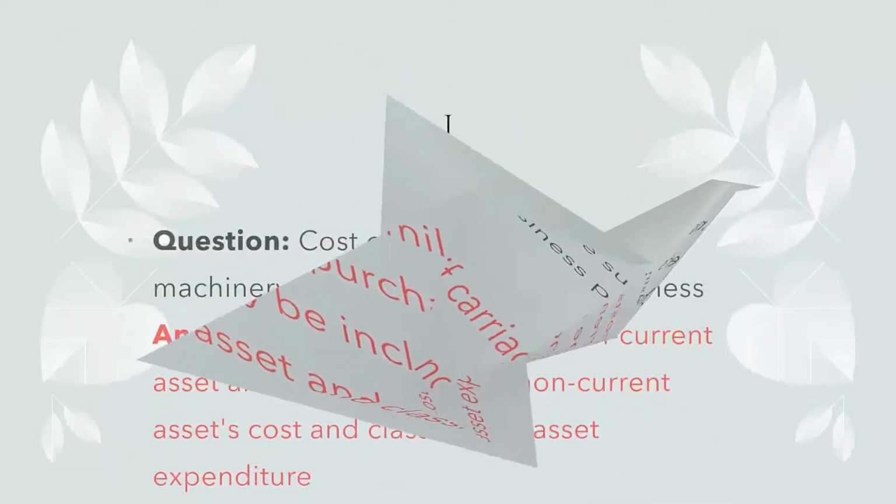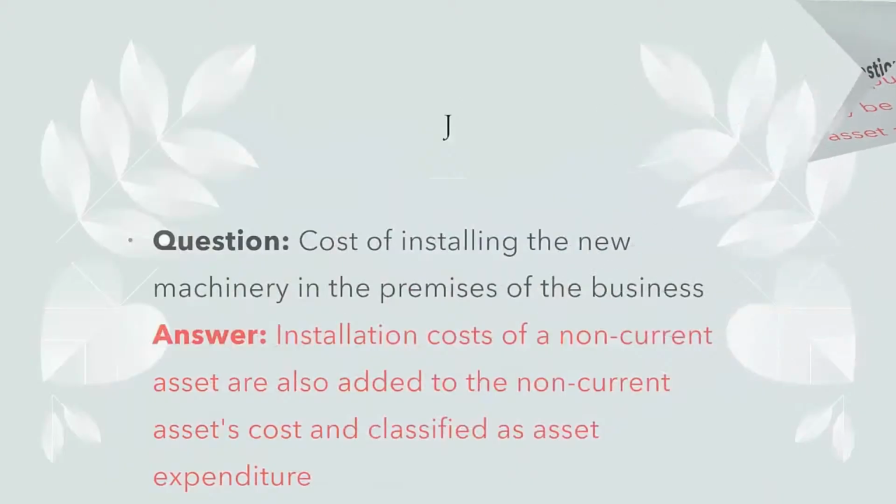J. Cost of installing the new machinery in the premises of the business. Answer. Asset expenditure. Why? Installation costs for new machinery are necessary to make the asset ready for use. These costs are treated as part of the asset's total cost and are included on the balance sheet under machinery. These costs are not recorded as short-term expenses because they contribute to the long-term usability of the asset.